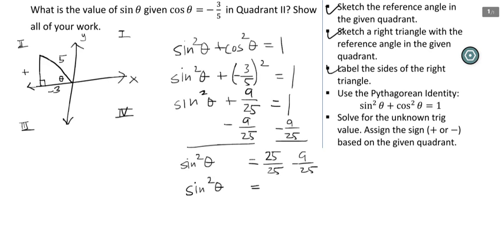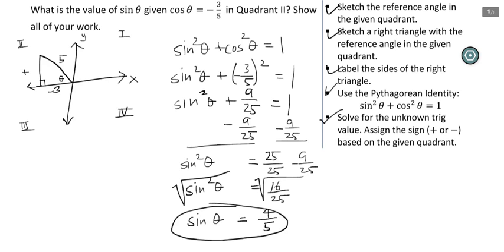Sine of theta squared is equal to 16/25. To solve for sine of theta, I take the square root of both sides, and you get sine of theta is equal to plus or minus 4/5. Now, since in quadrant 2, the opposite side is positive, sine of theta, which is equal to opposite over hypotenuse, must be positive 4/5.